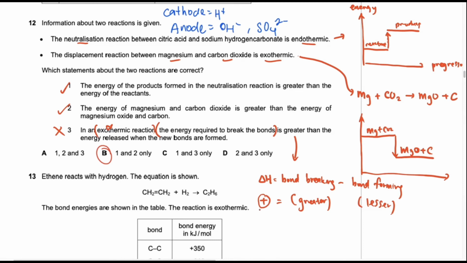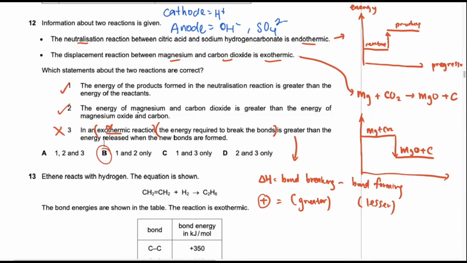If it is a positive value, it should be endothermic. Because of that, it is wrong, because this should not be exothermic here, it should be endothermic. In an endothermic reaction, if this one is greater than this, then it is true. But when they say exothermic, then it is wrong.